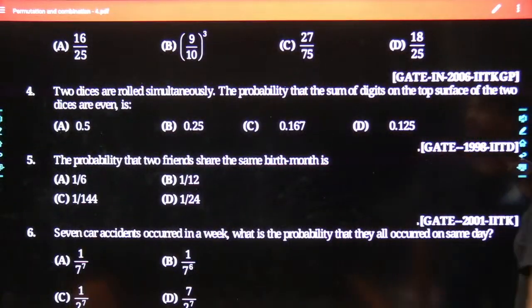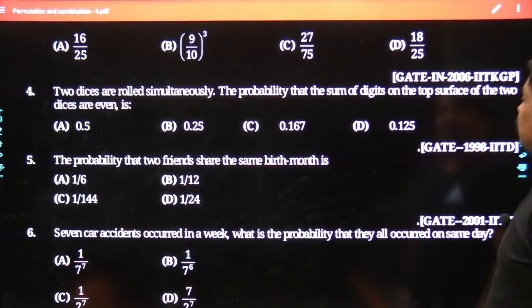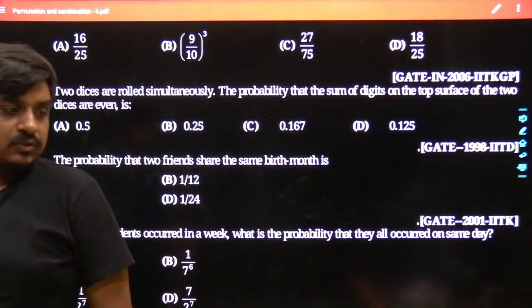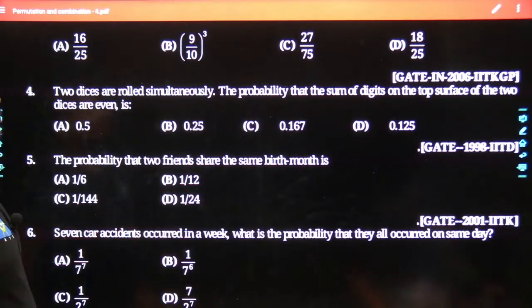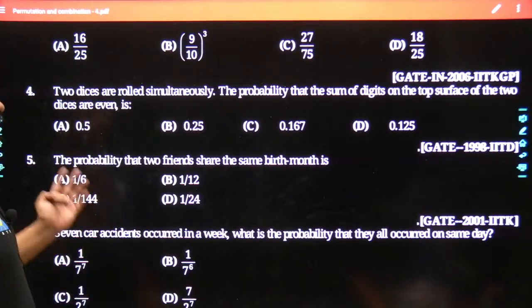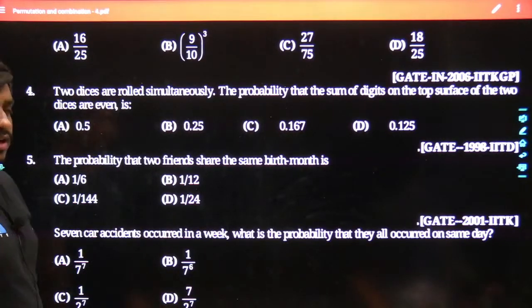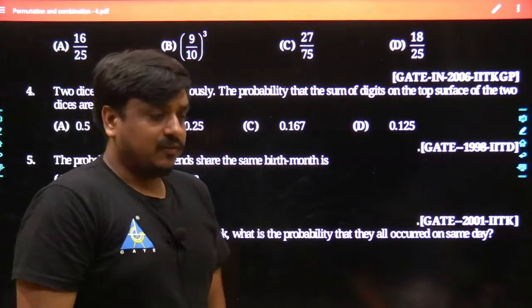If you focus on question number 4, this problem appeared in GATE Instrumentation in the year 2006. The problem was framed by IIT KGP, Kharagpur. What does the problem state? Two dice are rolled simultaneously. The probability that the sum of the digits on the top surface of the two dice is even is. Four different options were attached along with this problem. It starts with 0.5, 0.25, 0.167 and goes till 0.125. Tell me what would be the best answer for this given problem.